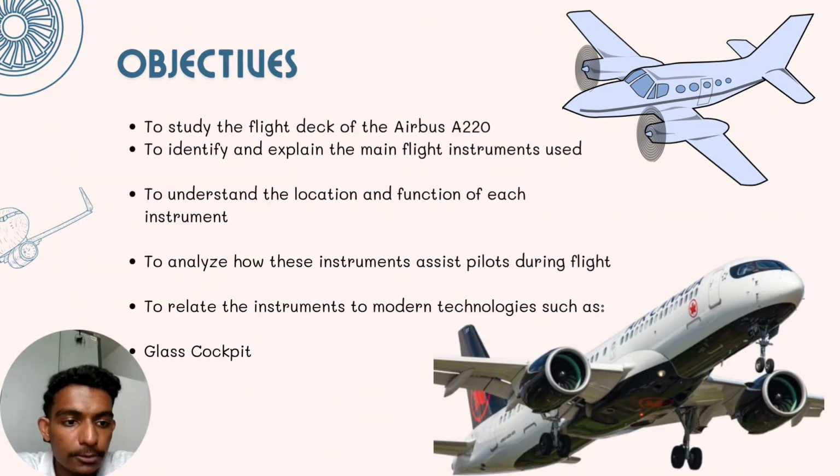The objective of this video is to study the flight deck of the Airbus A220 and to identify the main flight instruments used. We will also explain the location and function of each instrument and analyze how they assist pilots during flight. Finally, we will relate these instruments to modern technologies such as the glass cockpit.